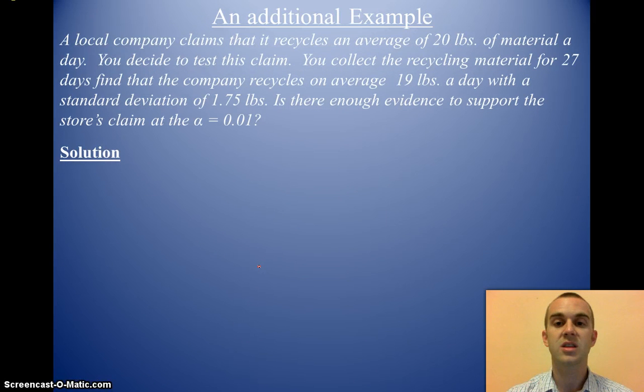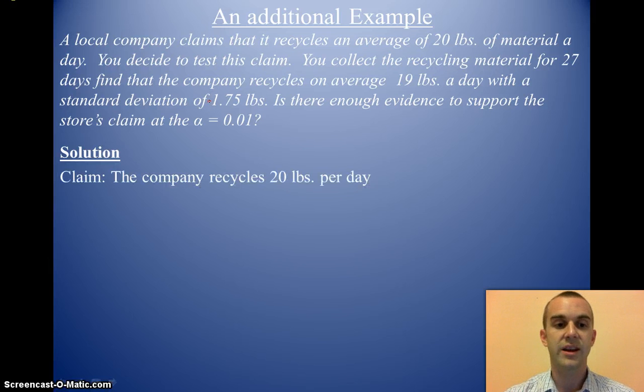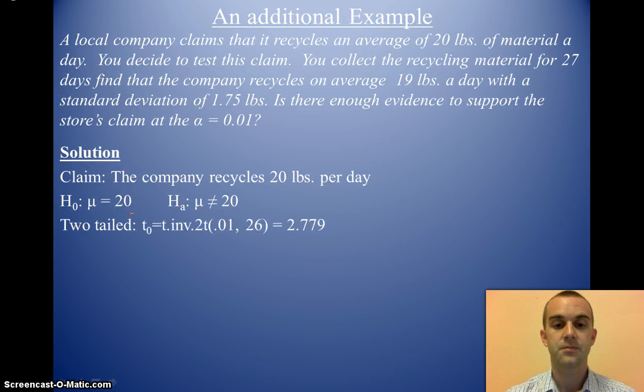Say a local company claims that they're averaging 20 pounds of recycling material a day. You want to test it, so you collect their recycling material for 27 days and find their average is 19 pounds with a standard deviation of 1.75. You want to know, is there enough evidence to support the company's claim? Their claim is an average of 20 pounds per day, so that's going to be an equals and not equals problem, with the claim being on the null. So that's a two-tailed test.